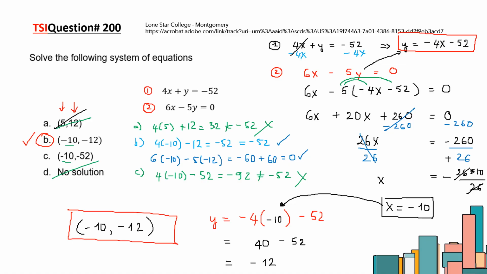So either you can just try and fail until you find the correct answer, or you can just go straight like this and then find the answer.